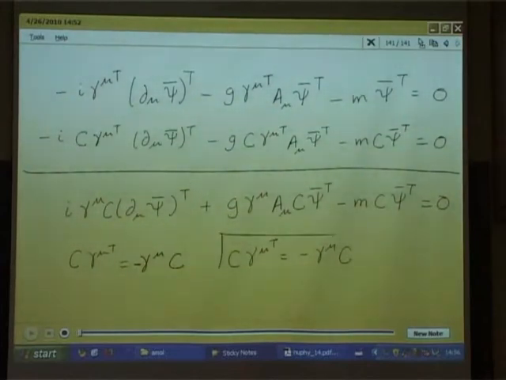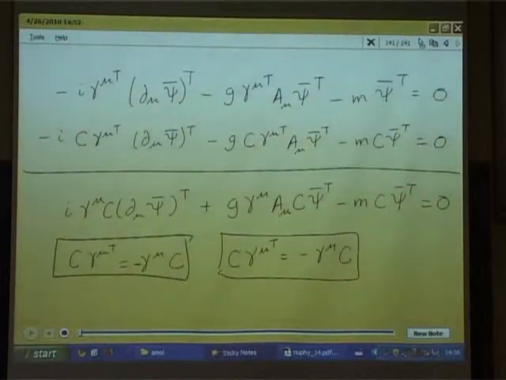So fortunately for us, both these conditions are the same. Therefore, if I am able to find out a matrix C which satisfies this condition, then I am done. So if C exists, I can do this.